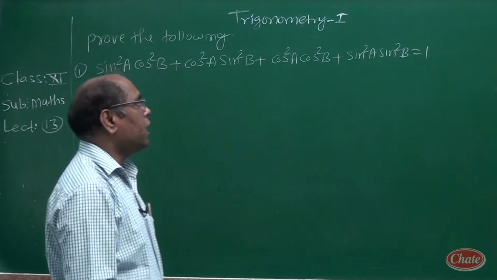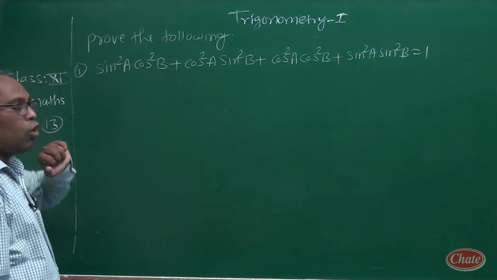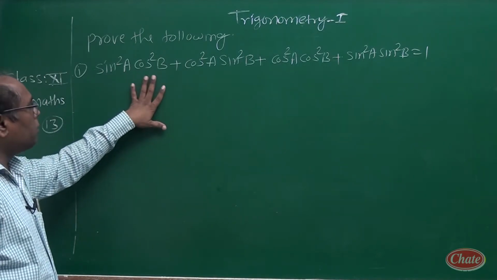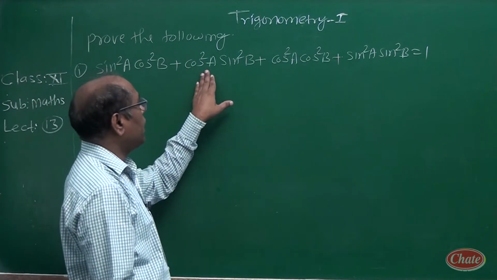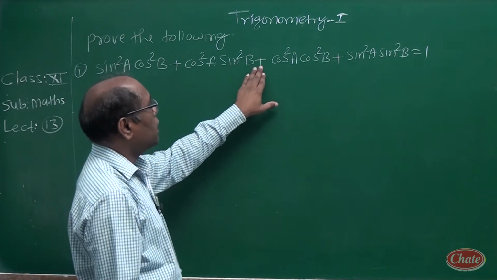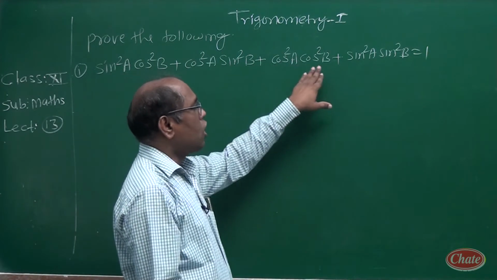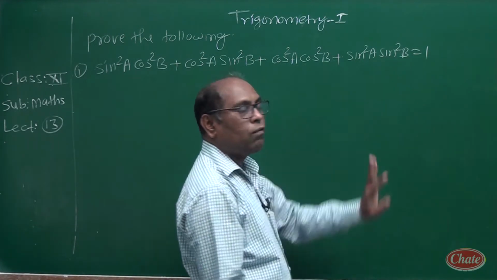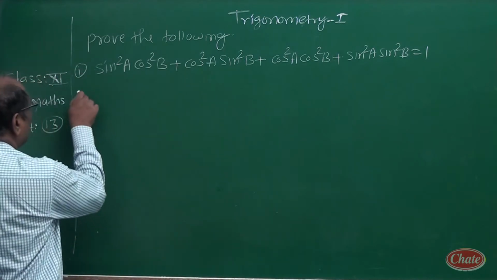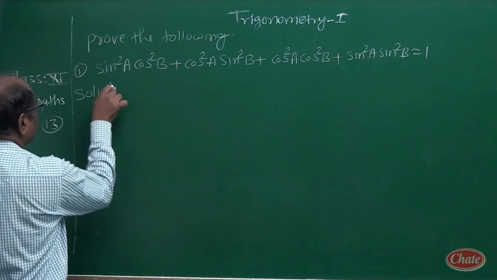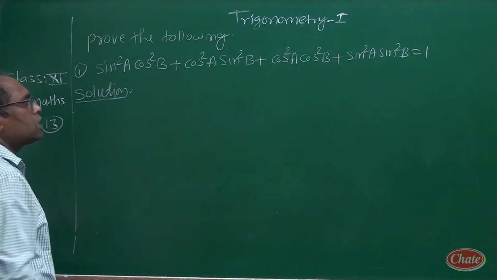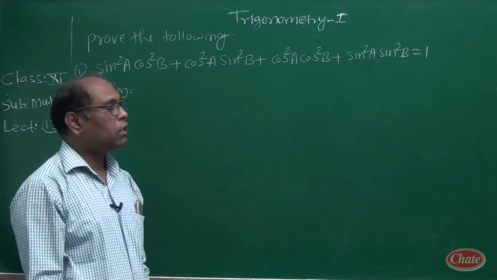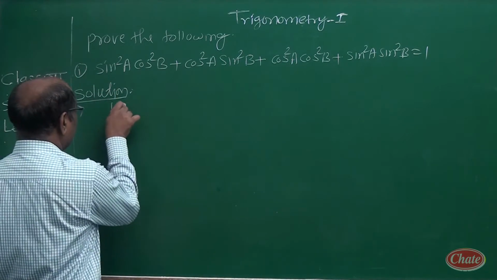Okay students, now here is the next question. We have to prove the following: sin square A cos square B plus cos square A sin square B plus cos square A cos square B plus sin square A sin square B is equal to 1. So here is the solution. We take the left hand side and prove that it is equal to 1, the right hand side.